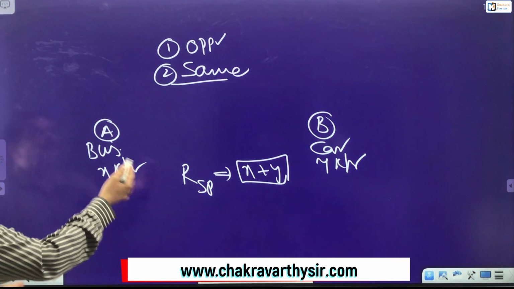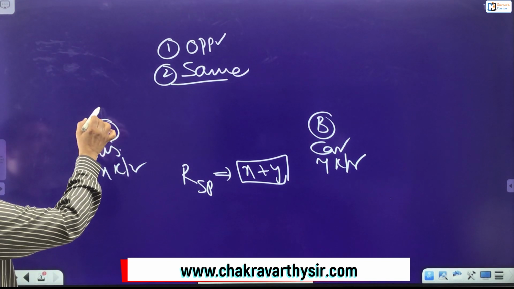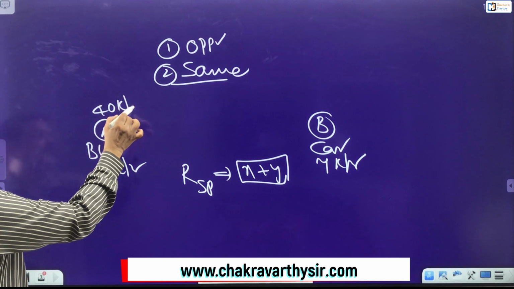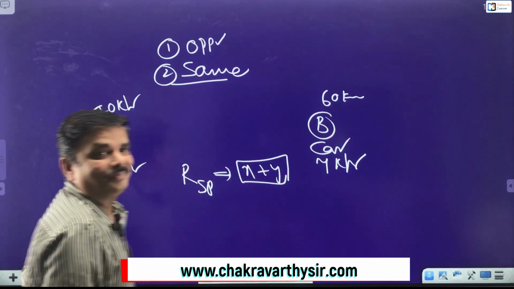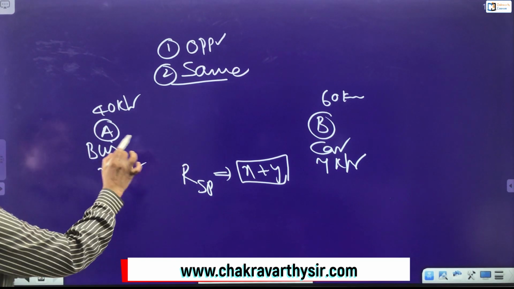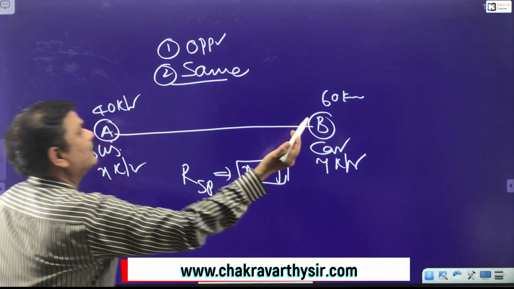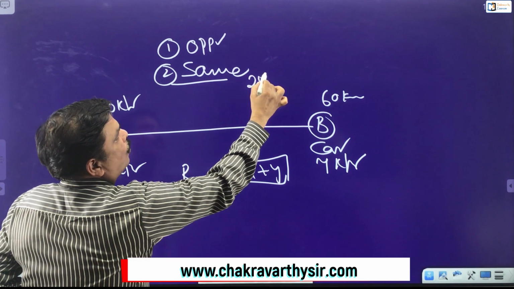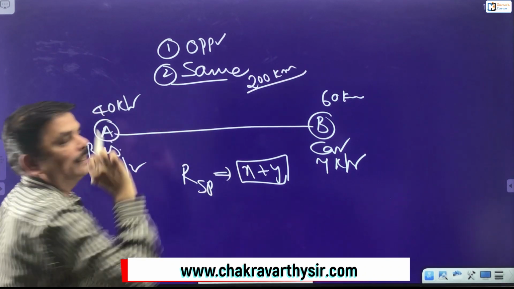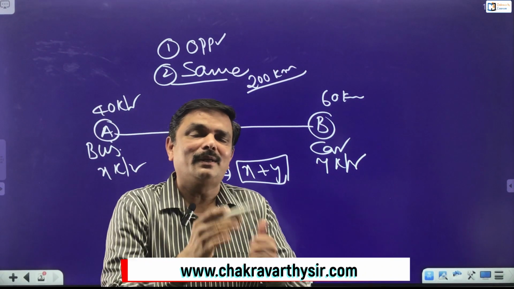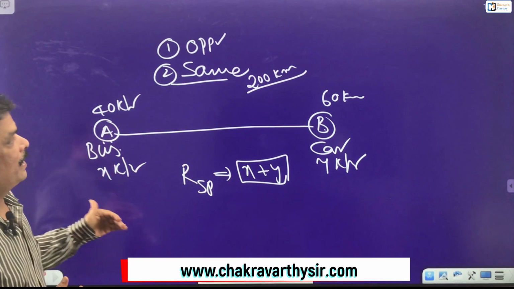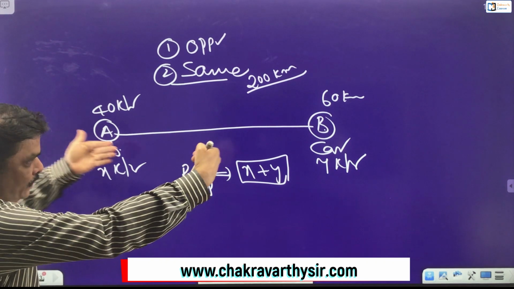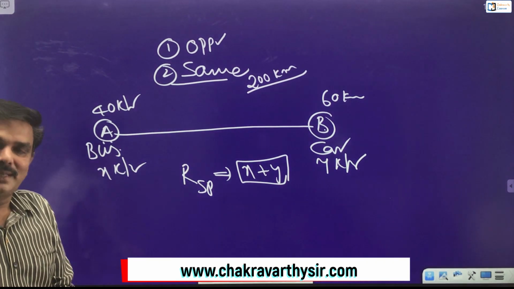Now you see, let's take the speed of the bus is 40 kilometers per hour. Then speed of the car, let's take 60 kilometers per hour. And the distance between these 2 points, let us imagine as 200 kilometers. If both start towards each other, after how much time, in how many hours both are going to meet each other on the way, is the question.